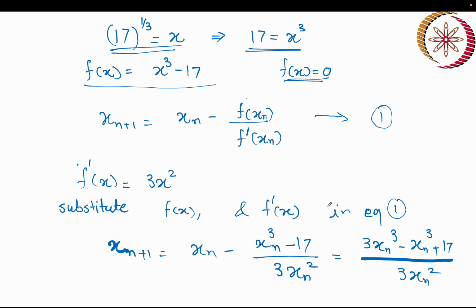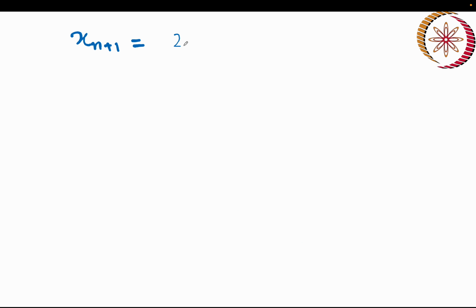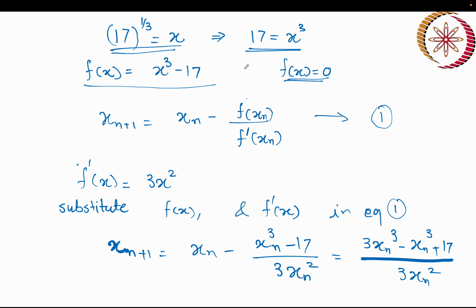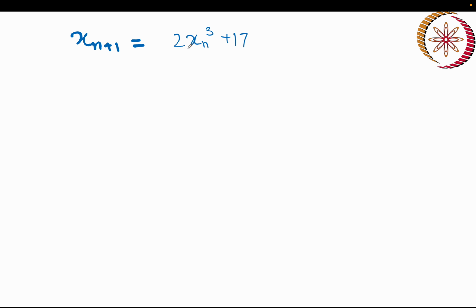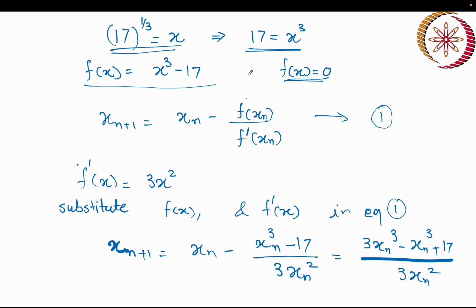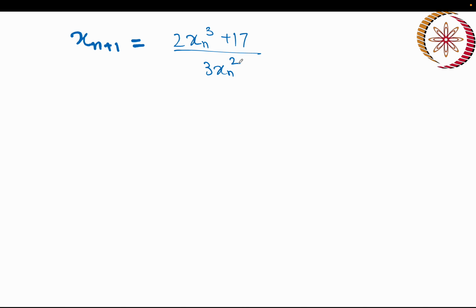So if we simplify it, x(n+1) is equal to 2xn cube plus 17 divided by 3xn square. Okay, so what we will do is we'll start with x0, which is 2, which is given in the question itself.